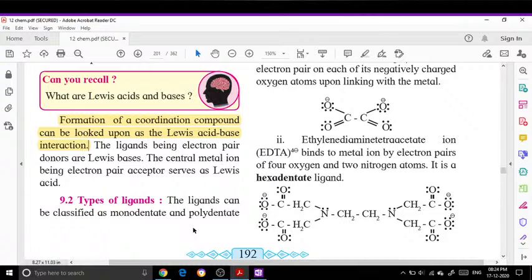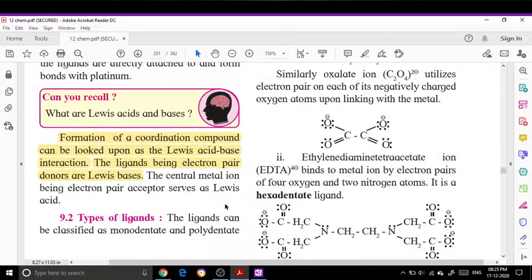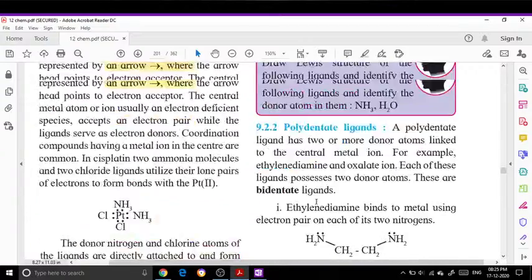Again, one more definition is there, that is about electron donation and electron acceptance. So ligands being electron pair donors are Lewis bases. Those that donate electrons are Lewis bases, as shown here. The ligands being electron pair donors are nothing but Lewis bases. So the central metal ion, being an electron pair acceptor, serves as a Lewis acid. Now there are different types of ligand. First of all you have to know that ligands are electron pair donors and they always give electrons in pairs.